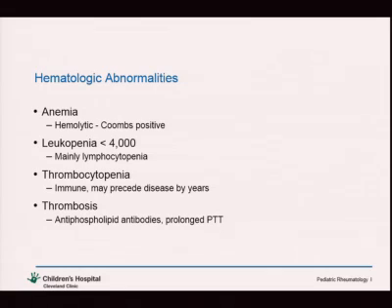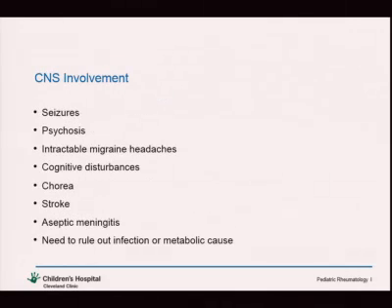And then the predisposition to thrombosis typically involves antiphospholipid antibodies. If they're positive, they should be rechecked in 3 months, because often there can be a false positive with these tests, and they can be positive after infection or transiently elevated, and typically there's a prolonged PTT.